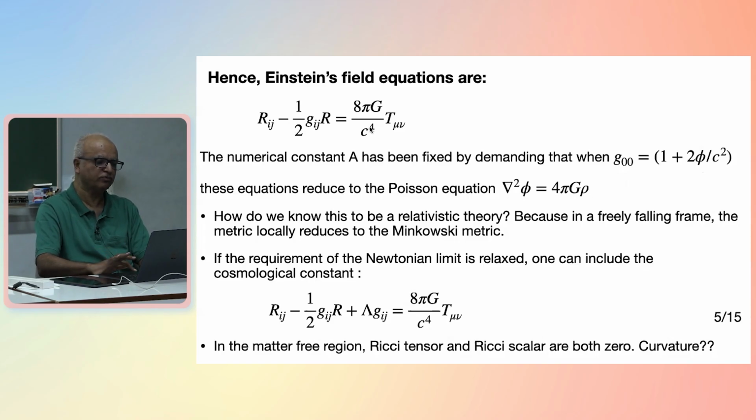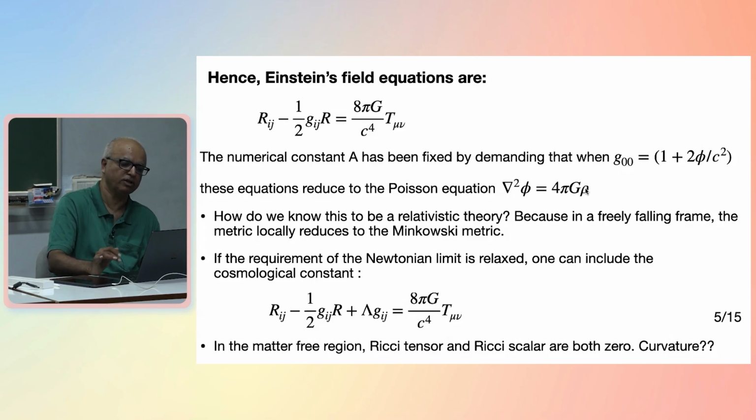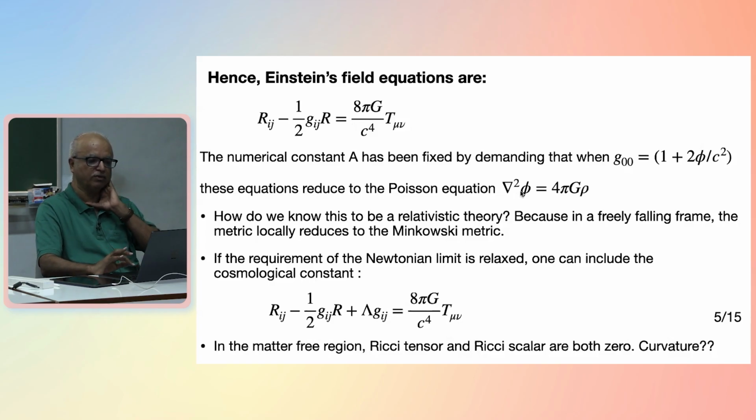What happened to the c to the fourth factor? The 1 by c square coming from the left hand side will cancel by 1 by c square, and the other c square will convert energy density to mass density. E equals mc square, so m is E by c square. So by demanding that these equations reduce to this in the non-relativistic weak field limit, we can fix A to be 8 pi. So this is essentially 8 pi divided by 2 will give me 4 pi. So we have fixed Einstein equations.